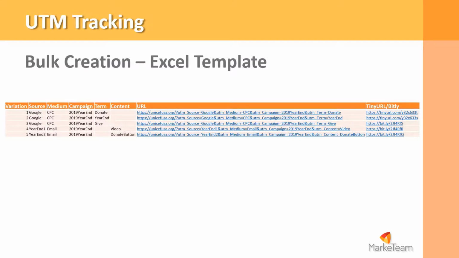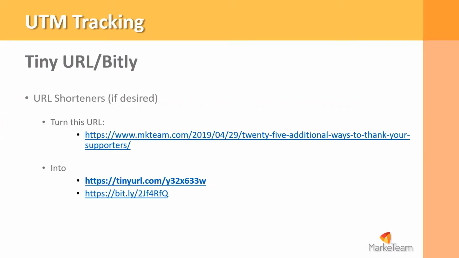One thing I want to point out is in the right-hand column, you'll see that there's a column called tinyURL or bit.ly. This is not going to be in the bulk creation template that you can get online. I've added it here for explanation, and I'm going to walk you through exactly how URL shorteners work on the next slide, but just wanted to point that out before we move on so that you don't expect that in the version that you're going to download from the internet.